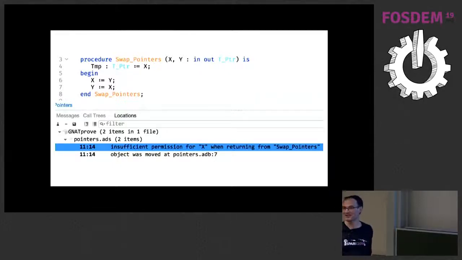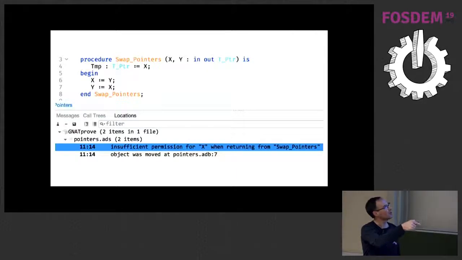That seems not very useful, but at least for these two lines, it respects the ownership principles. But when you return from Swap_Pointers here, it realizes, and that's why it's pointing here to the spec file, that there's not enough permission for x. For x, you're supposed to return to the caller with this parameter with full ownership of the underlying memory. There's an implicit assignment, and here it realizes that's not possible because it was moved here.